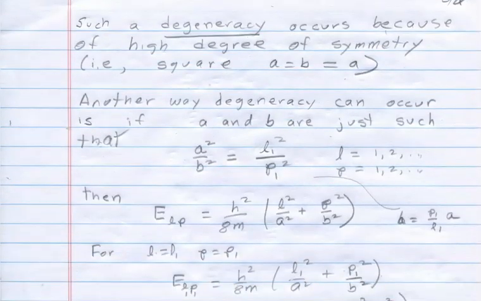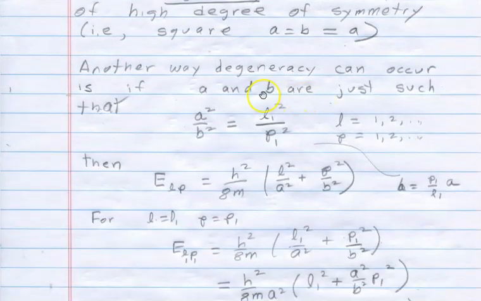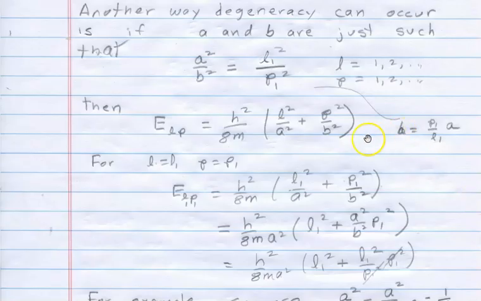Another way it can occur is if A and B, the length and the width, are such that their ratio squared is the ratio of a couple of integers squared, L1 and P1. If that's the case, then I could solve this for B up here. If I solve this equation for B, I would get P1 over L1 times A. And then I could substitute those in for B here, which I've done.